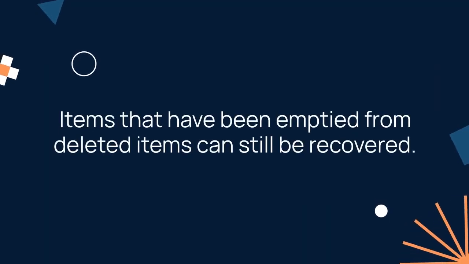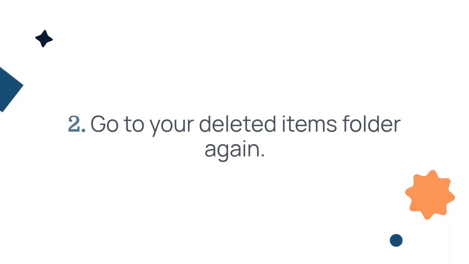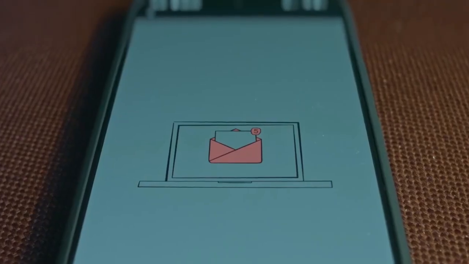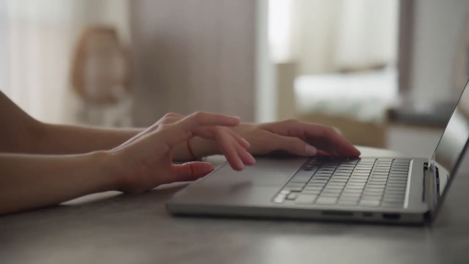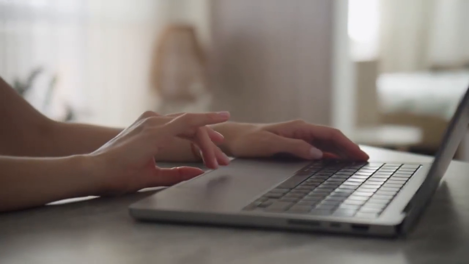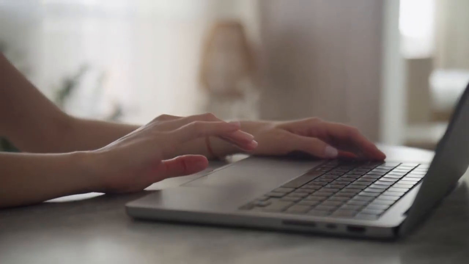If the appointment isn't in your deleted items folder, it might still be recoverable from the server. This is for items that have been emptied from deleted items. Go to your deleted items folder again. In the ribbon at the top, look for the Home tab. Find the option that says Recover Items Recently Removed from this folder or Recover Deleted Items.